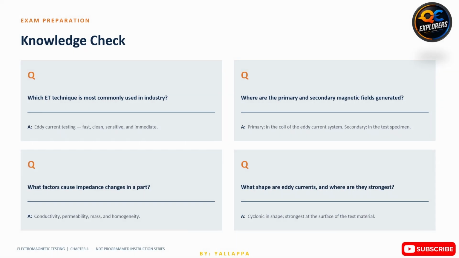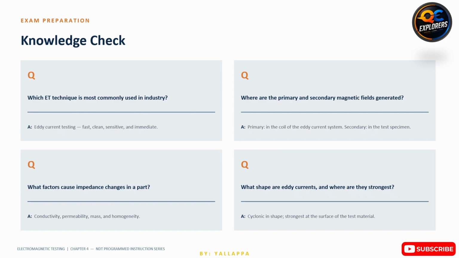Now it's time to evaluate your understanding with a short knowledge check. These questions reinforce some of the most important concepts discussed throughout the chapter and are similar in style to certification examination questions. The first question asks, which electromagnetic testing technique is most commonly used in industry?